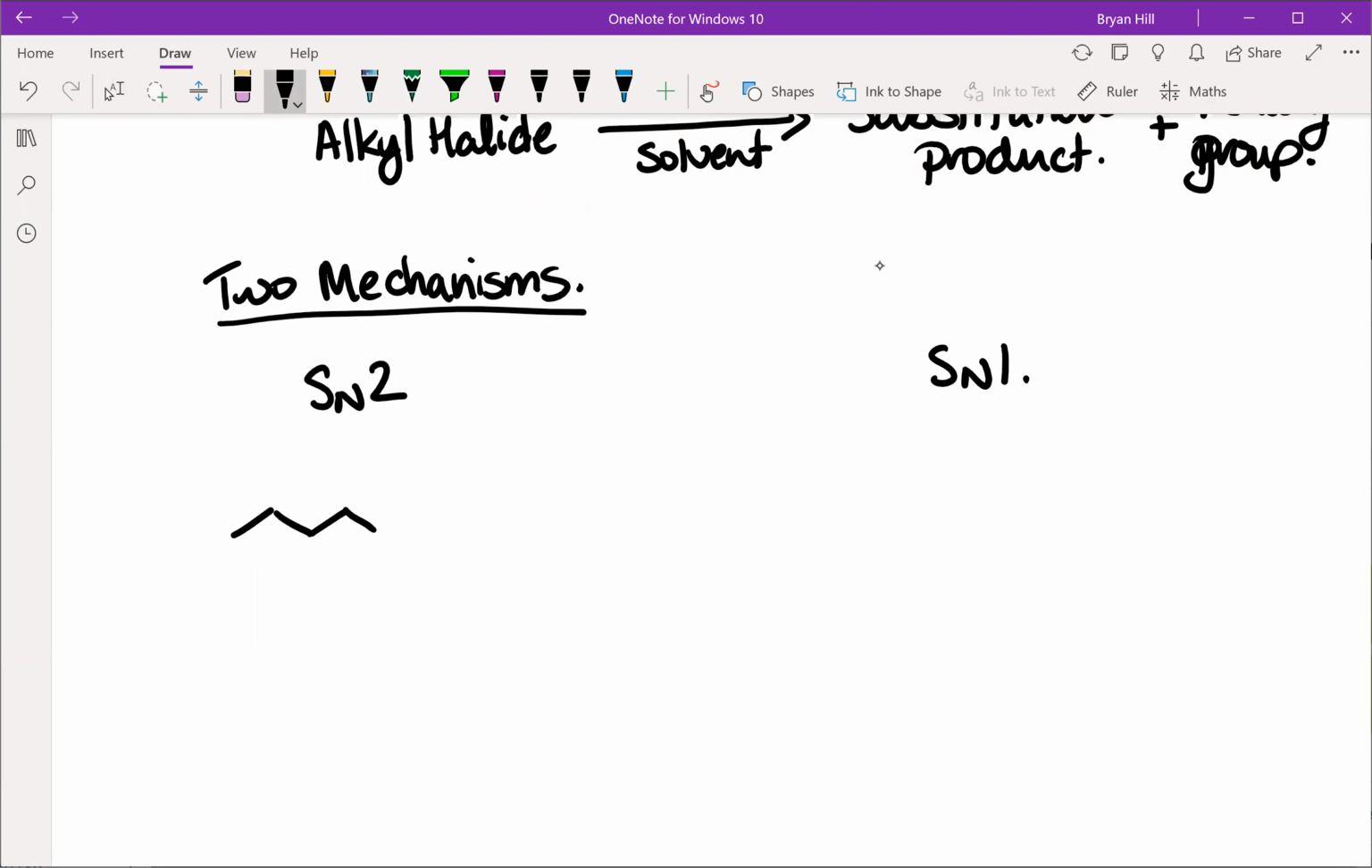Let's draw an example here. Chlorine. And we'll use azide as our nucleophile here. So this is negative, that's negative, that's plus.